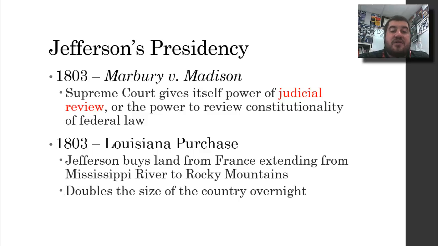And in 1803, he buys land from France extending from the Mississippi River to the Rocky Mountains. It doubles the size of the country overnight, and that's the Louisiana Purchase. We'll then later send Lewis and Clark to explore this new territory and tell us all about it.